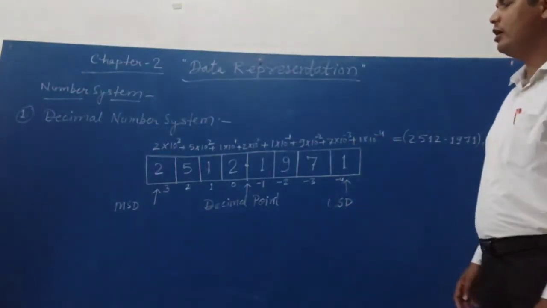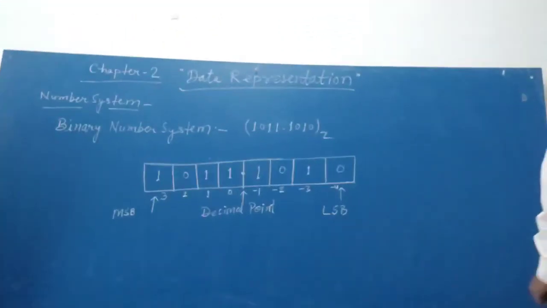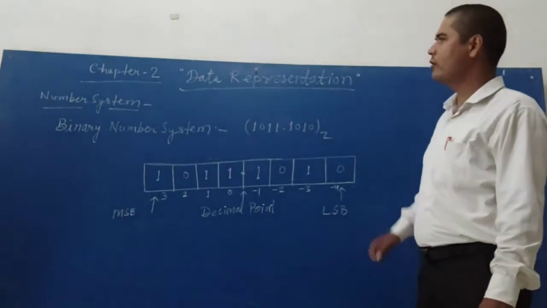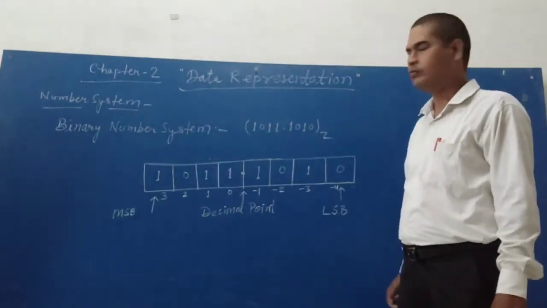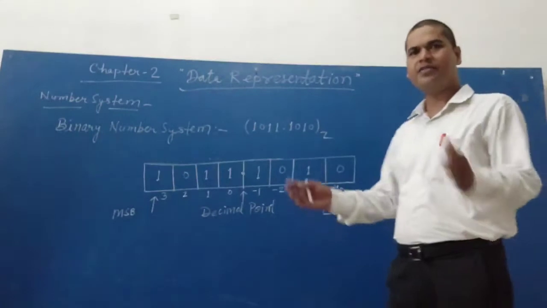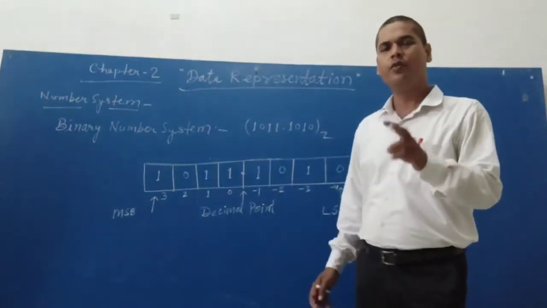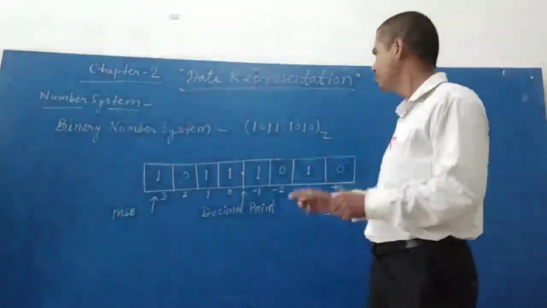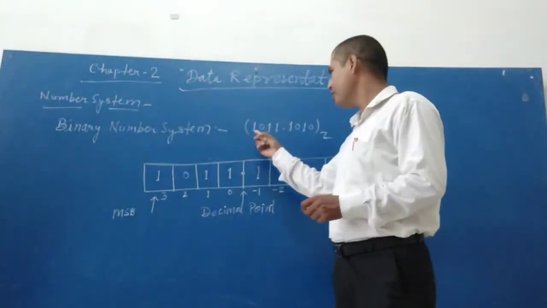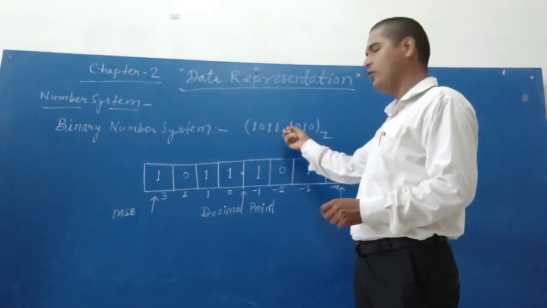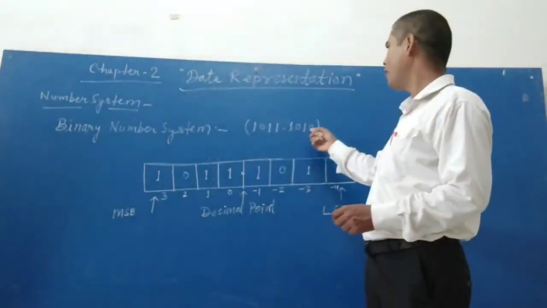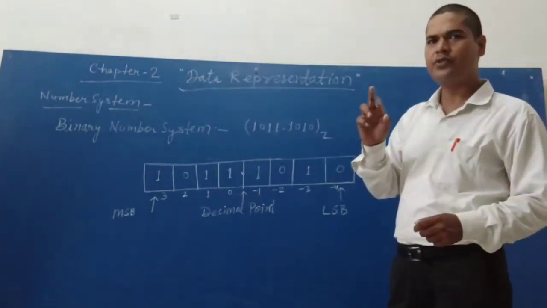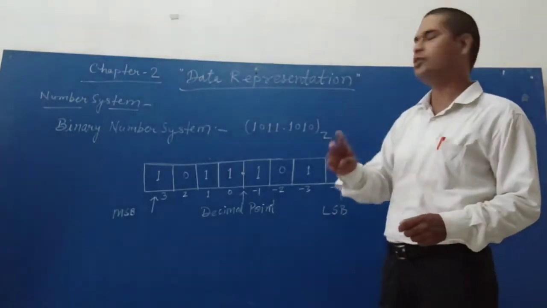After decimal representation we discuss the binary number system. Binary, as the name says, means only two digits, 0 and 1, are used in this number system. See here, it has a combination of 1011.1011. The binary number system has only a combination of 0 and 1, that's why the base is 2.